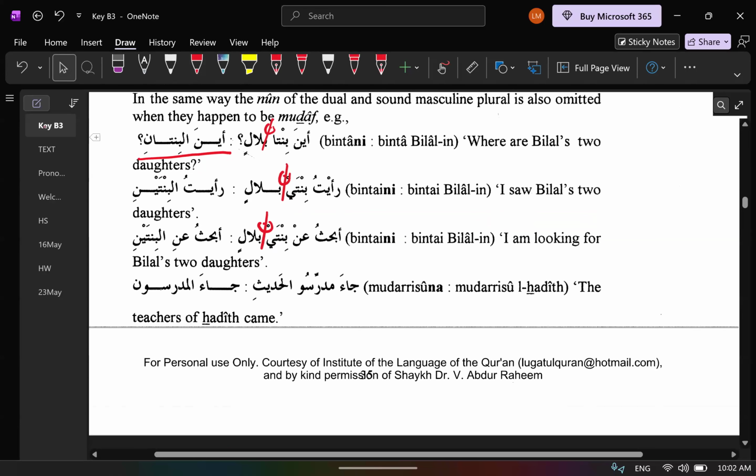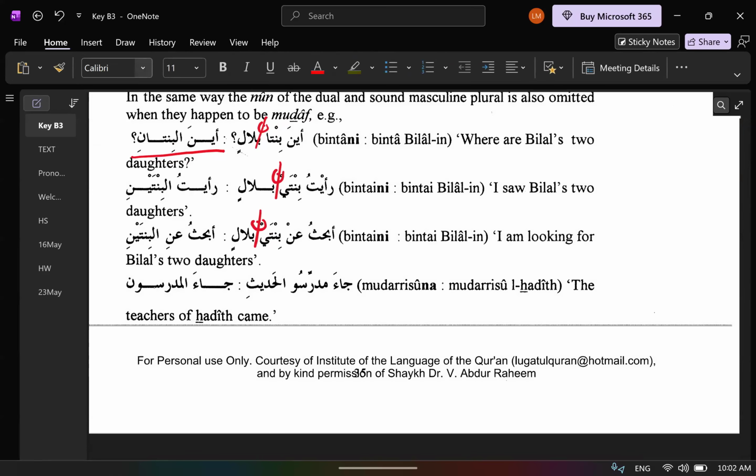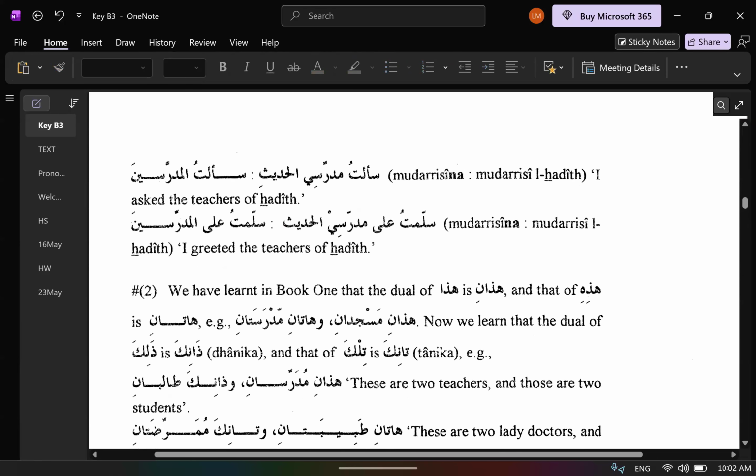So I think we got lots of examples, and let's take a look at examples of the Jama Muzakkar Salim. So Ja al Mudarrisuna, the teachers came. Now we say Ja Mudarrisu al Hadisi. The noon got dropped. Sa'altu Mudarrisina, I asked the teachers. Now I say Sa'altu Mudarrisi al Hadisa. Noon got dropped from here. Sallamtu ala mudarrisina, I said salam to the teachers. Sallamtu ala mudarrisi al-hadisi. See, noon got dropped over here as well. Yes, so that's the first thing that we learned in this lesson, and the most important thing of this lesson also.